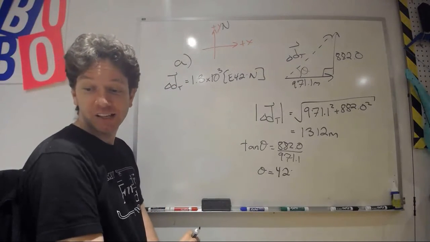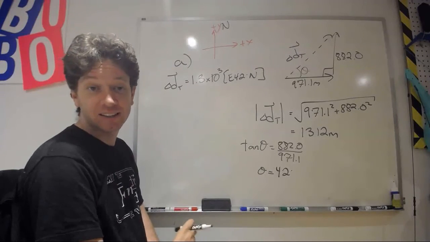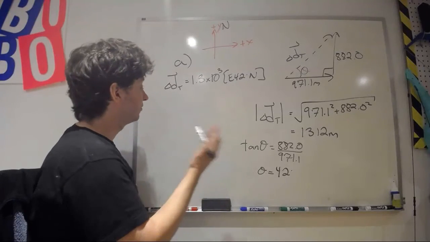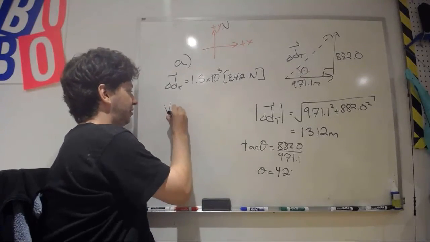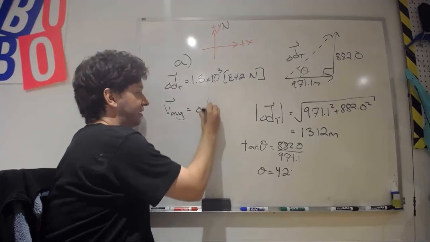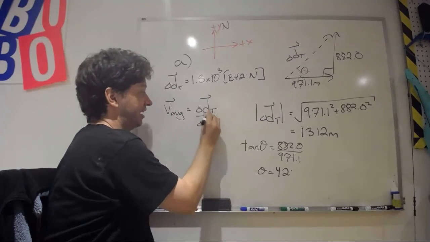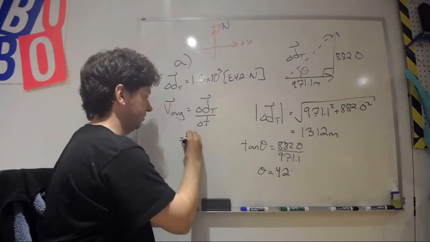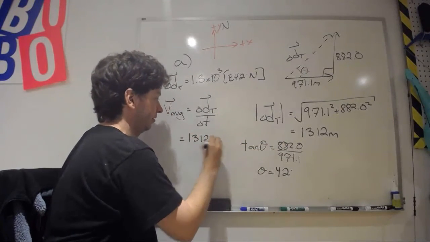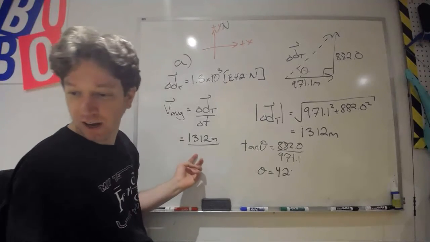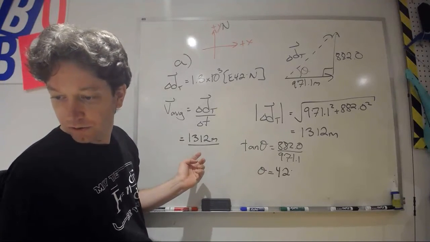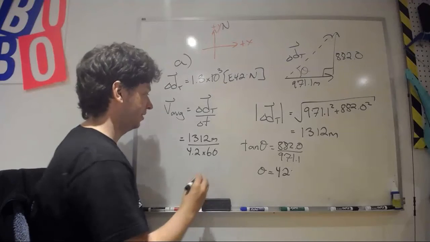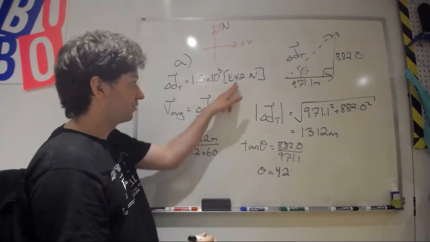Then part B says, what's the skater's average speed and average velocity? So what's the difference there again? Well, speed is a scalar, velocity is a vector. Velocity is easy to calculate because we already have the displacement. Now, when I do the calculation, I'm going to use my couple extra digits, 1312, over the time, which is 4.2 minutes, so do 4.2, put it into seconds, so multiply by 60. And don't forget, this does have your direction here as well.